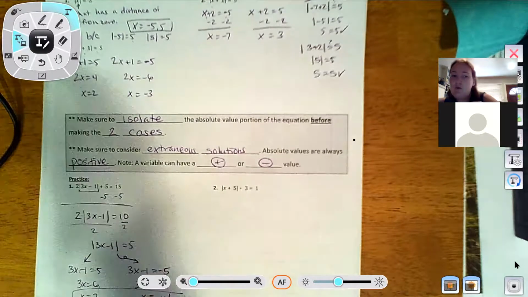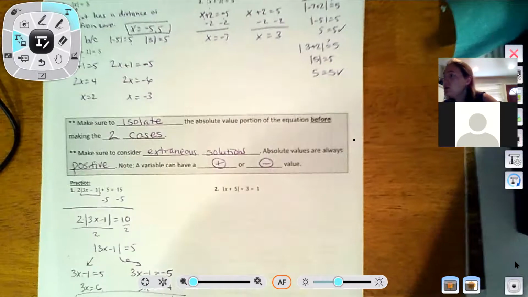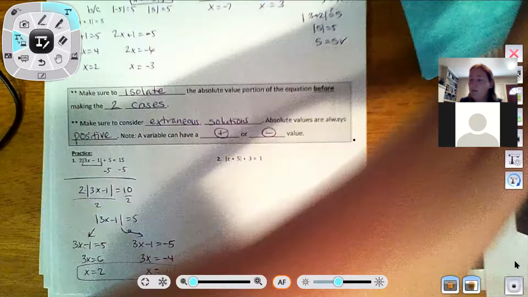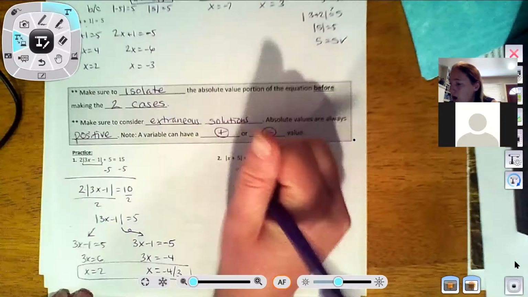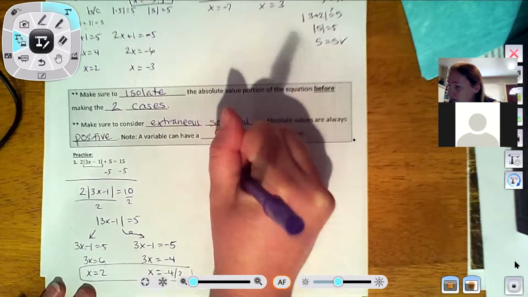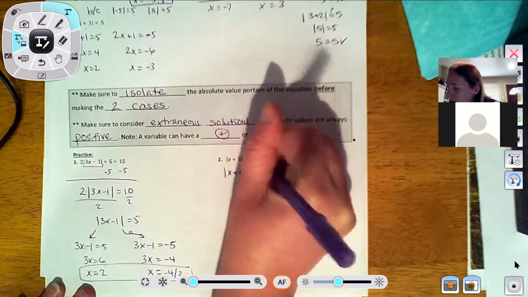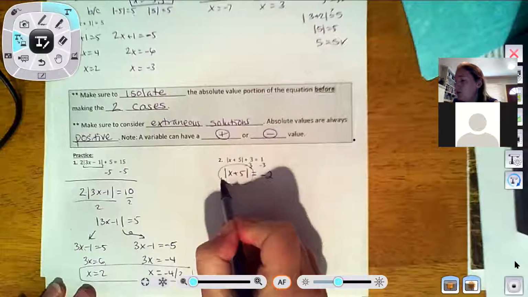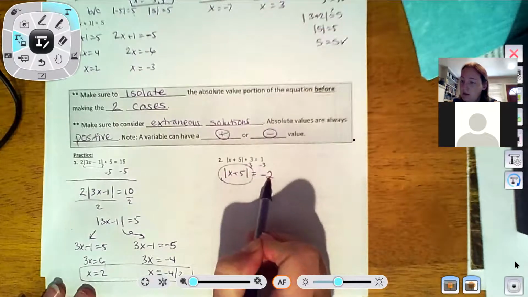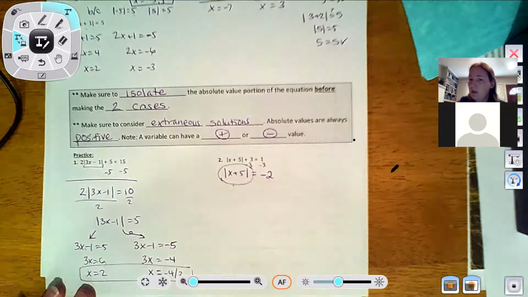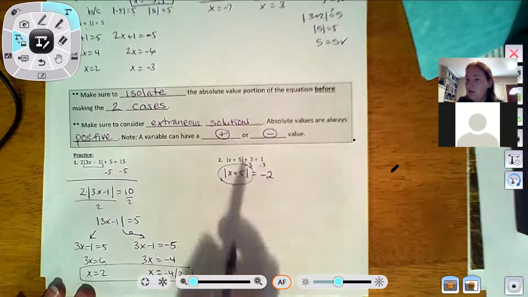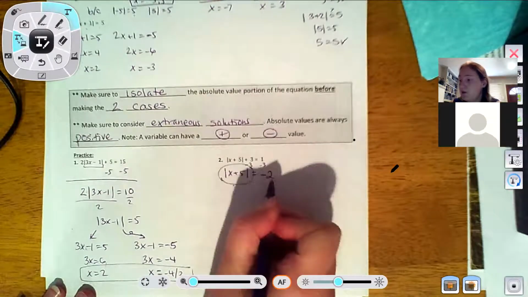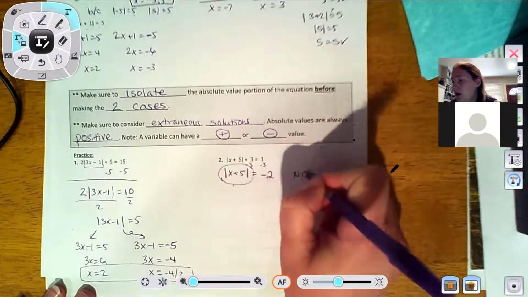Let me move that down just a little bit more so we can see it. There we go. This one we would also isolate to start. And here it's saying this absolute value is equal to a negative. And the absolute value is always going to be positive. So this is no solution, we can tell from right here.